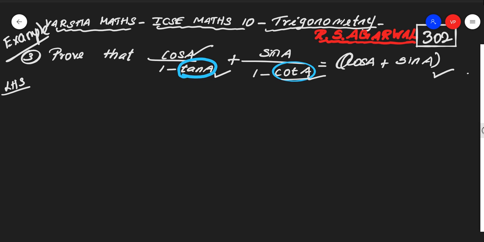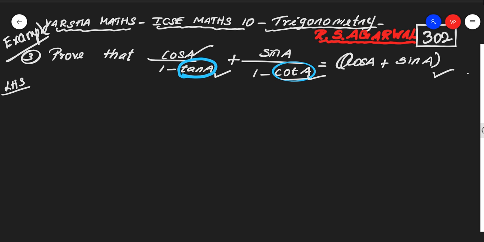Trigonometry, R.S. Agarwal book. This is example three from page number 302. Now go to the problem. Prove that cos A by 1 minus tan A plus sin A by 1 minus cot A is equal to cos A plus sin A. So this is our question.